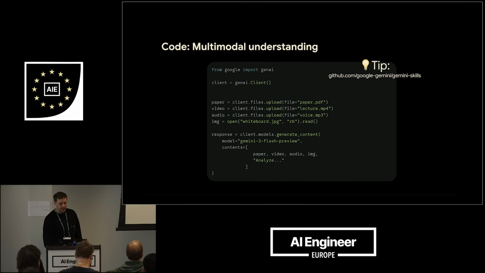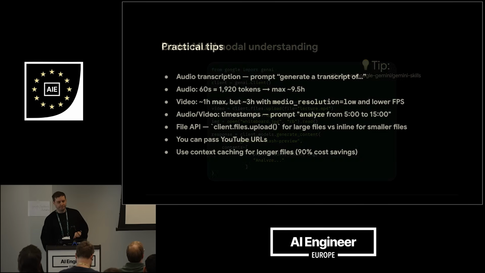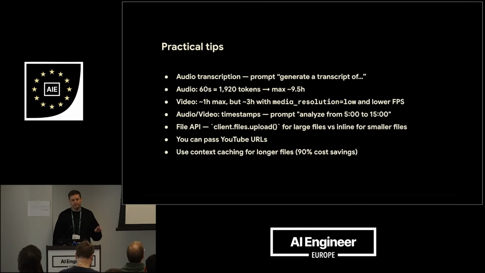This is basically everything we need, and then we call client models generate content, and here we're using Gemini 3 Flash, and then we can put everything together into the contents list and tell it, for example, analyze all these resources, give it a little bit more information what these resources contain, and then it should generate a summary. And then a little bit of practical tips or nice to knows for understanding.